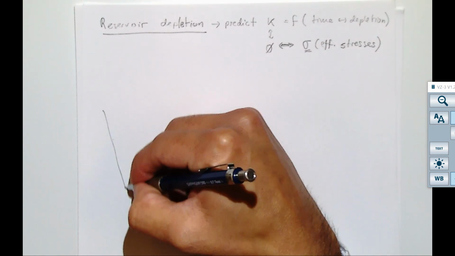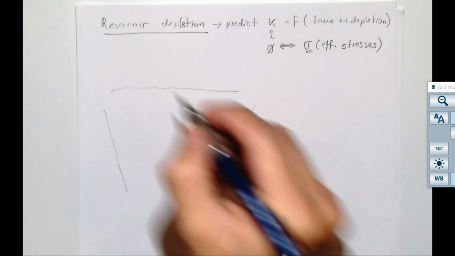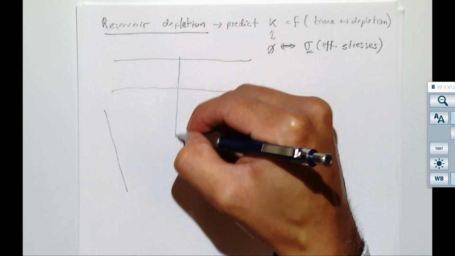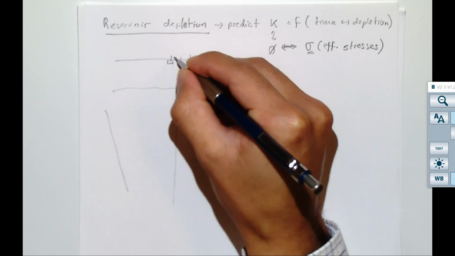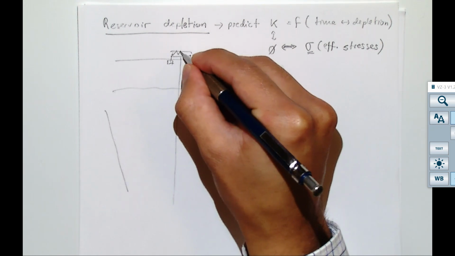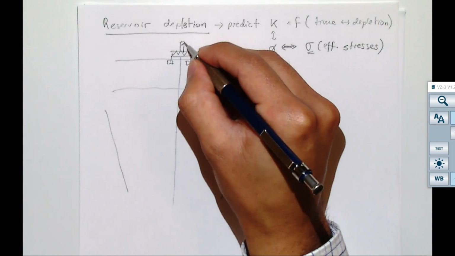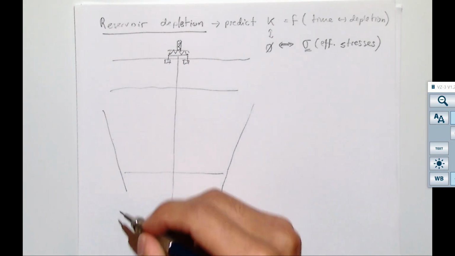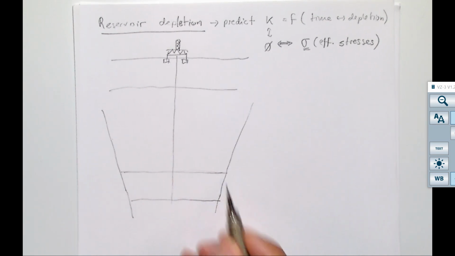I'm going to make a schematic here of a formation, and let's imagine that we are somewhere offshore. Sometimes these problems of subsidence are important in offshore locations because sometimes you have shallow formations and they are relatively soft, and that makes this problem a little bit more serious.